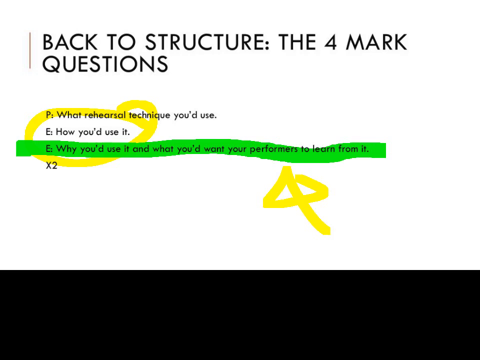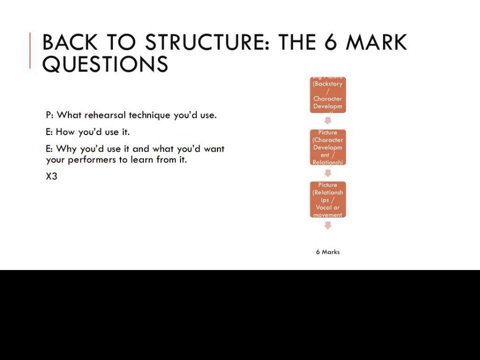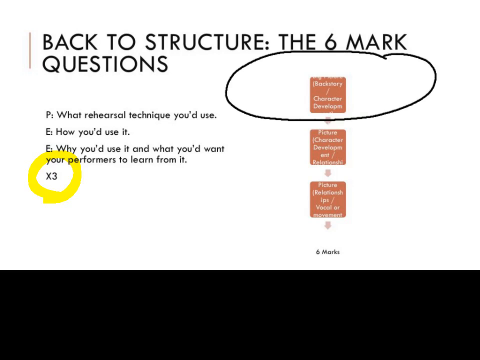For the 4-mark question, we're going to do 2 of those paragraphs. For the 6-mark question, we're going to do 3 of those paragraphs. Now, I had a nice diagram which hasn't really transposed very well onto this iPad. But my advice with a 6-mark structure is that you think of it like a funnel. We start with a really wide, big rehearsal technique up at the top, something to do with, you can just about see it, character development, or something to do with their backstory.